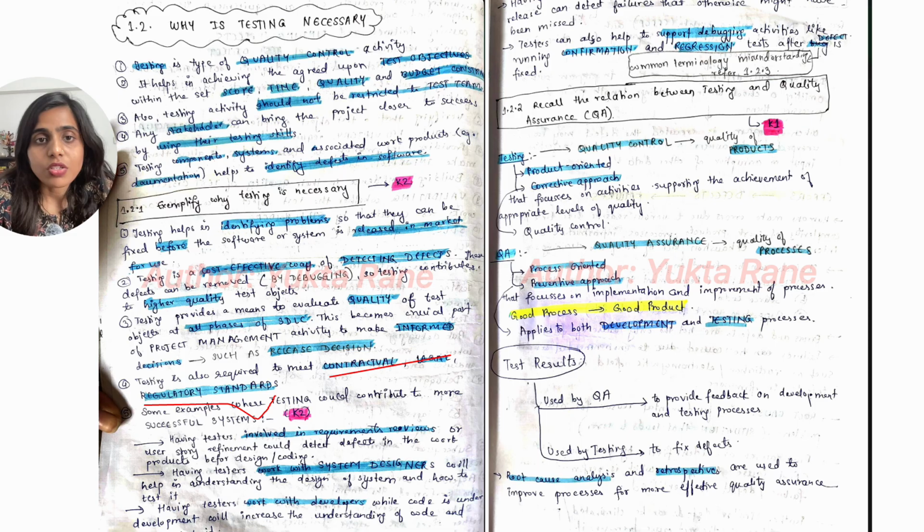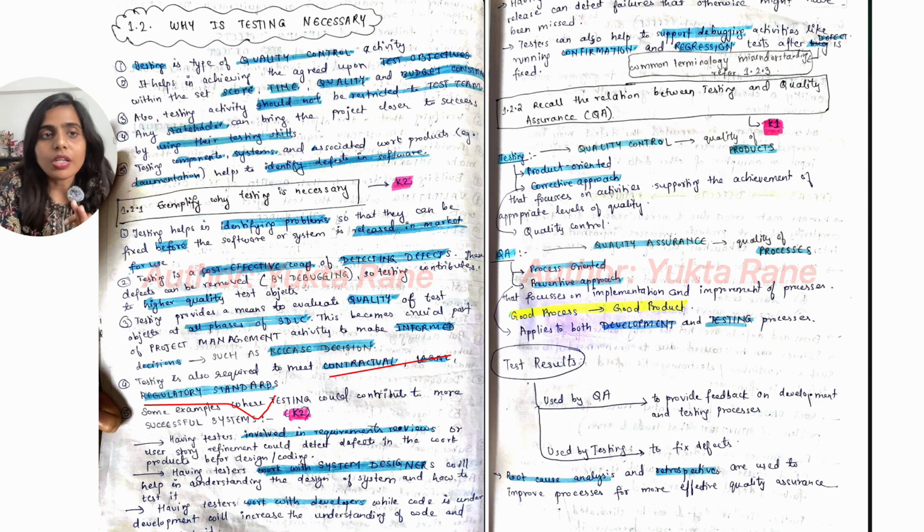Okay, so first one, testing. I told you here itself that testing is a quality control activity. It is like maintaining the quality of products. It is to evolve the quality of products by finding more and more defects and by fixing them. So testing is a product oriented approach. It is more of a corrective approach because you are correcting the failures in the system.